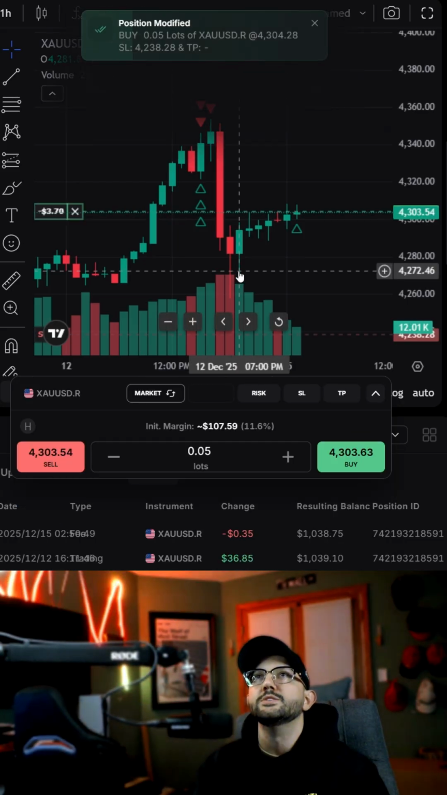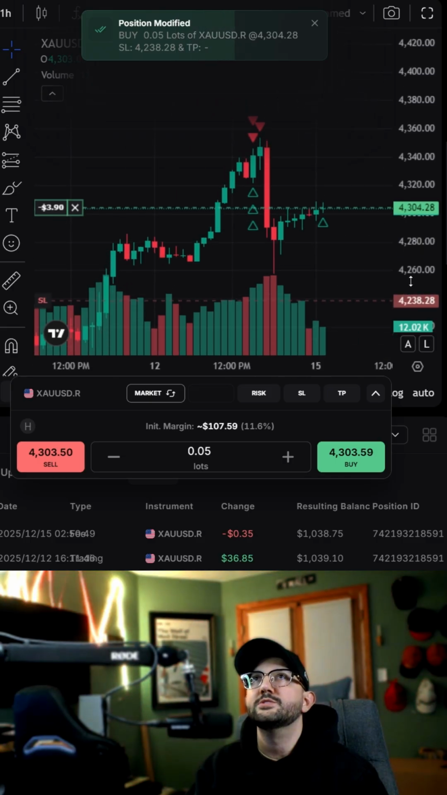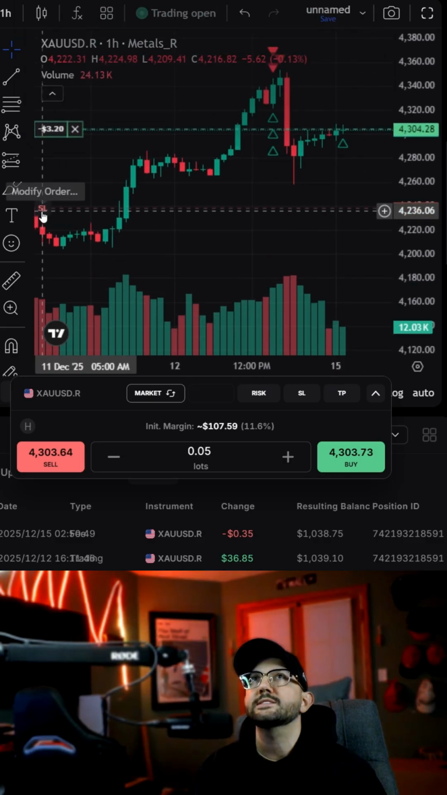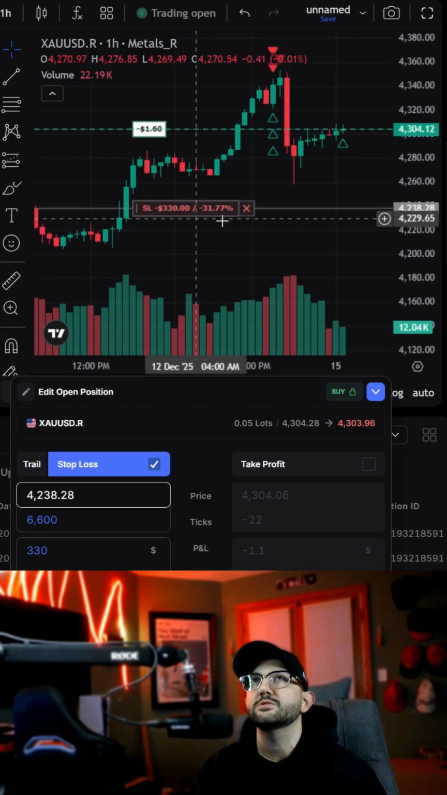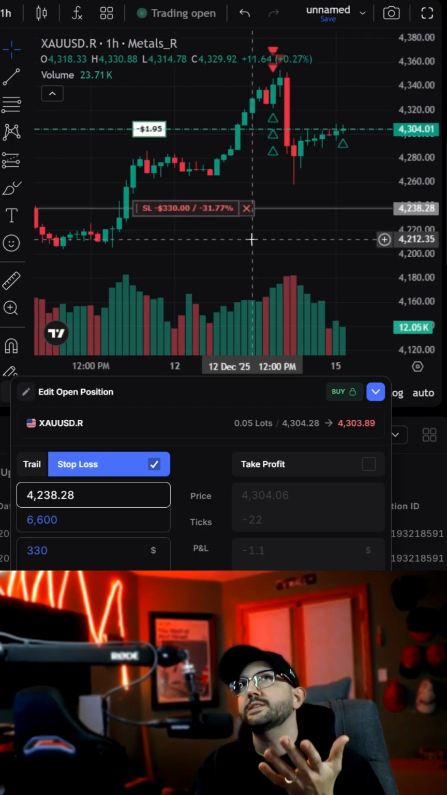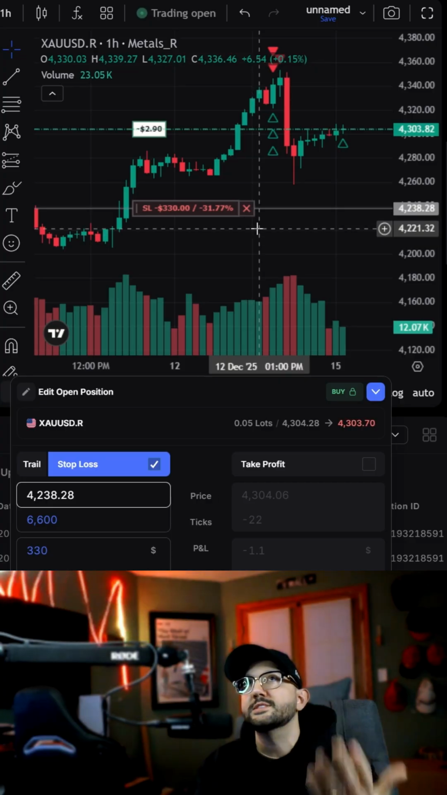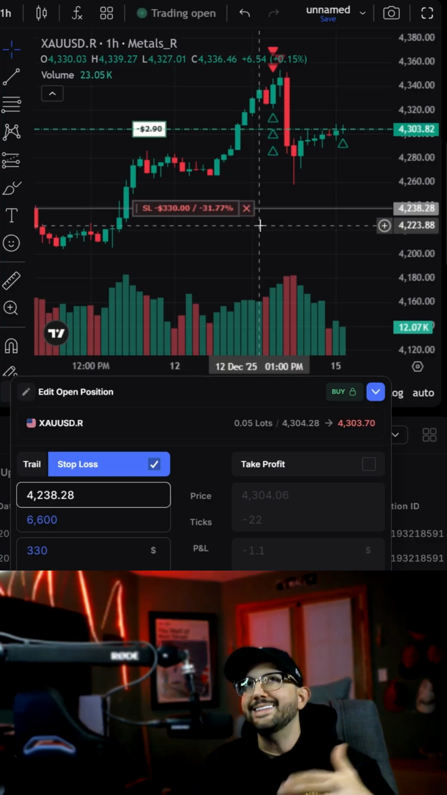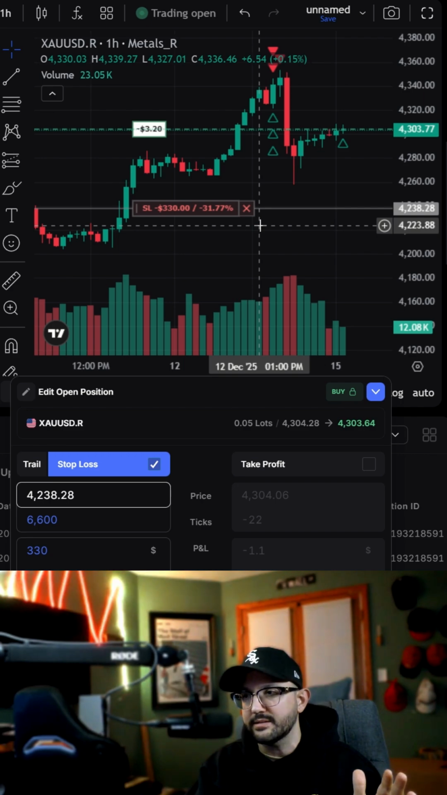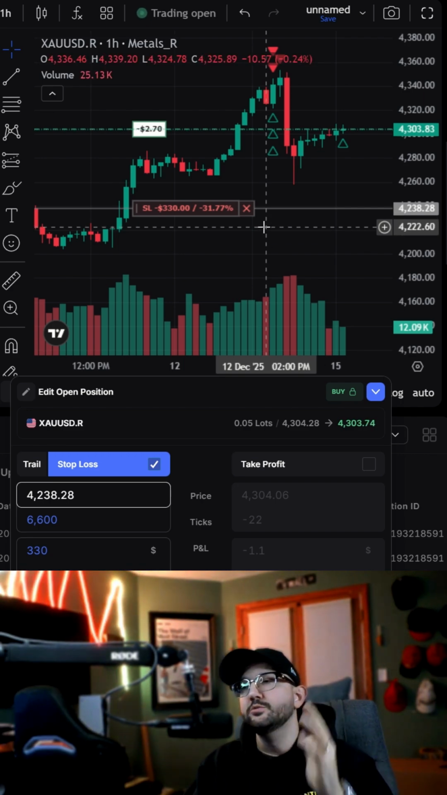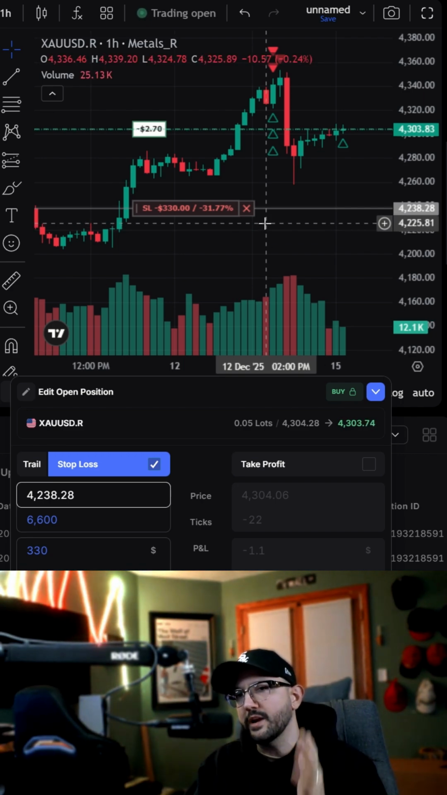Okay. Now, let's zoom out here and see what that stop loss actually equates to. So if we look at this and we break this down, that's for a 32% loss on the entire account balance. Why? Because you'd be losing $330.